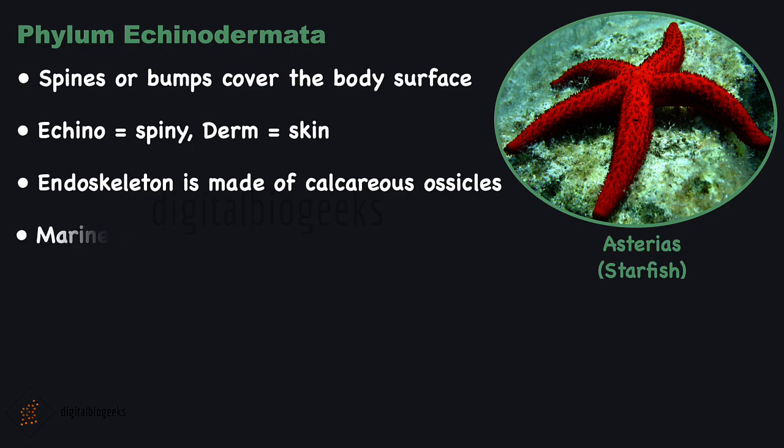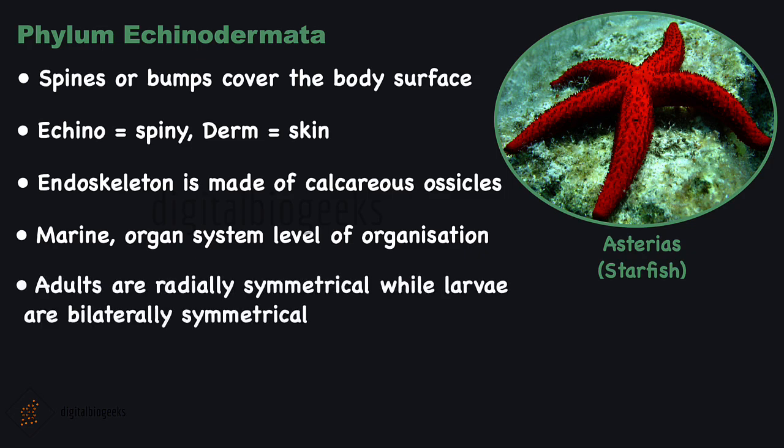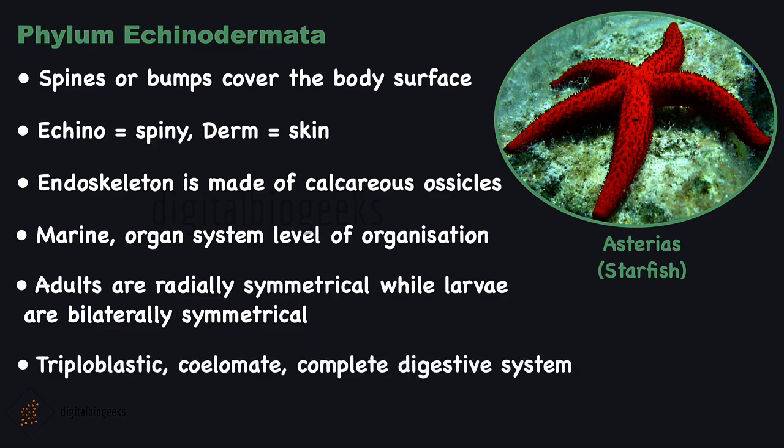All the members are marine with organ system level of organization. Adult members are radially symmetrical, but their larvae are bilaterally symmetrical. So, in their lifetime, they show two types of symmetry, radial symmetry in adults and bilateral symmetry in the larval form. Triploblastic and coelomate animals, the digestive system is complete with a mouth and an anus.